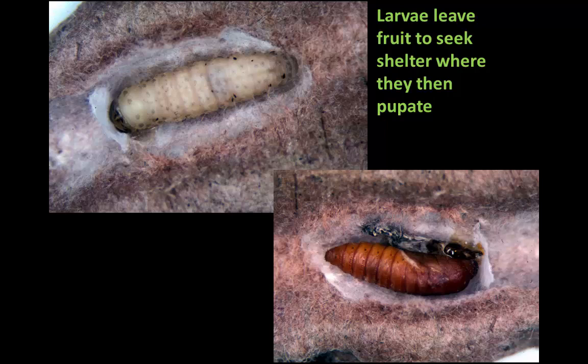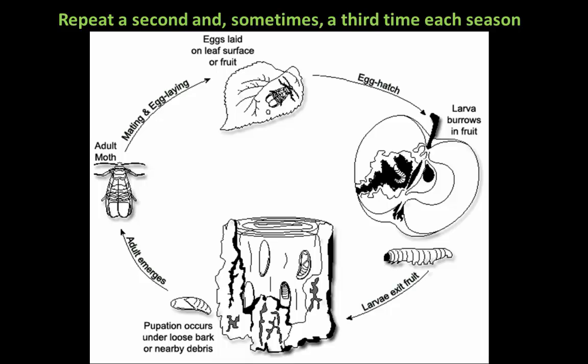They then seek that sheltered spot where they'll pupate, and during the growing season they will have a second generation and sometimes a third. So repeat a second and sometimes a third time each season. Usually it is the second generation that has the most damage potential because it is well synchronized with maturing fruit. And the first generation is timed for just the beginning of when some fruit is available.